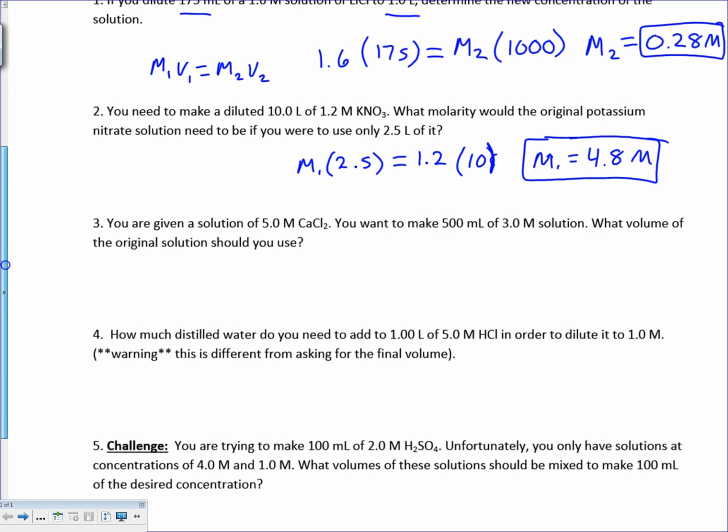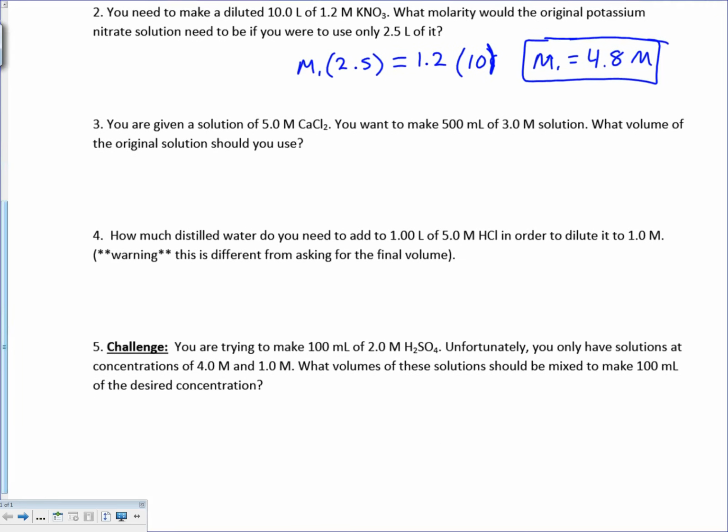Problem number 3. You're given a solution of 5.0 molar CaCl2. You want to make 500 milliliters of 3 molar solution. What volume of the original solution do you use? So now we're looking for the volume of the original solution. We've got M1V1, so 5.0 is the original concentration, V1, the original volume, is what we're looking for, equals M2V2, so that's 3.0 times 500. What we get out of that is that V1, the original volume, equals 300 milliliters.